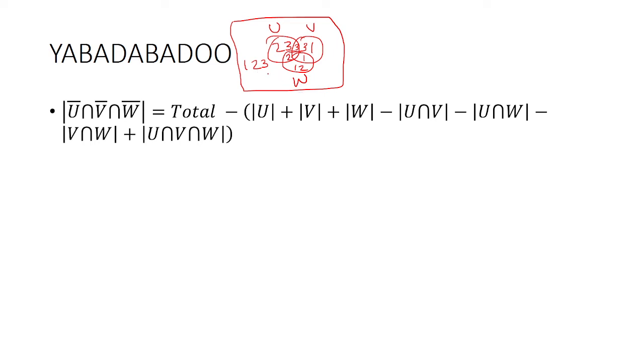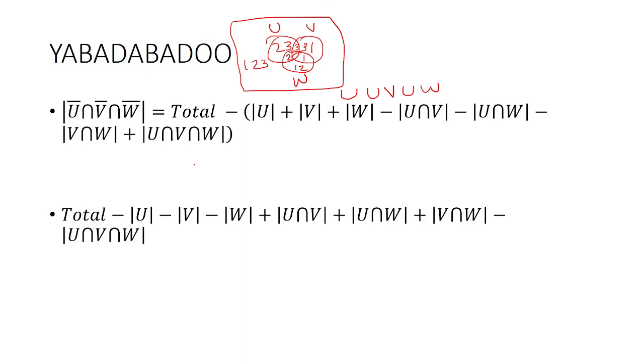So what this is basically saying is it's everything. When I say everything, it's literally everything inside this box except the union of U, V, and W. And this is what's inside the parentheses. So it's everything except the union of U, V, and W, which is this. And then now I just distributed the minus sign. So we have to figure out what each of those terms are.